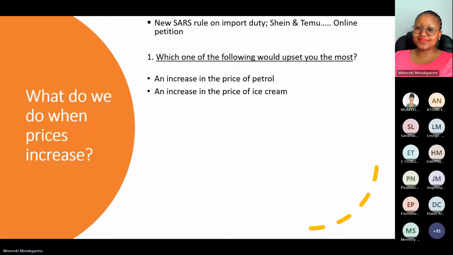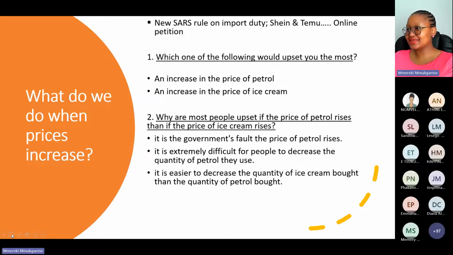Yes, most of you are saying petrol. And then next, why are most people upset if the price of petrol rises than if the price of ice cream rises? Is it the government's fault that the petrol increases? Is it extremely difficult for people to decrease the quantity of petrol they use? Is it easier to decrease the quantity of ice cream that they bought?